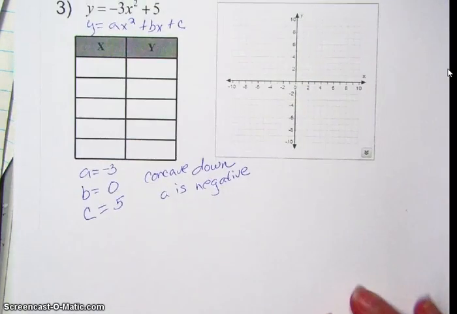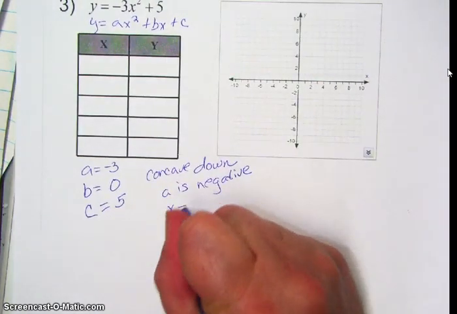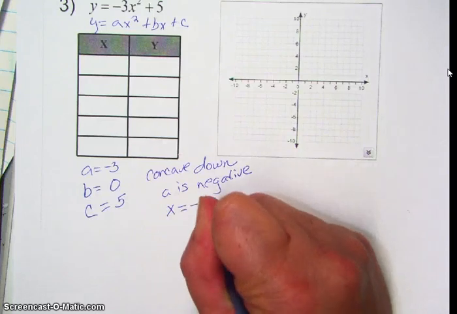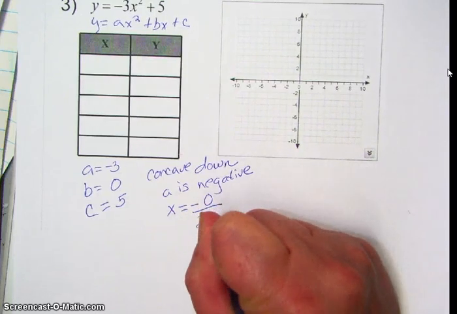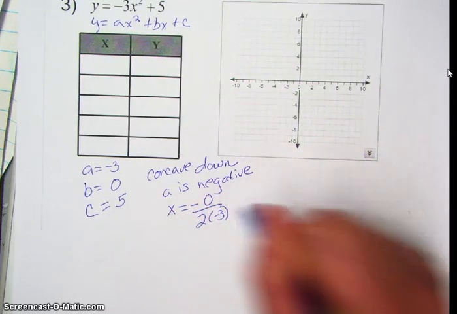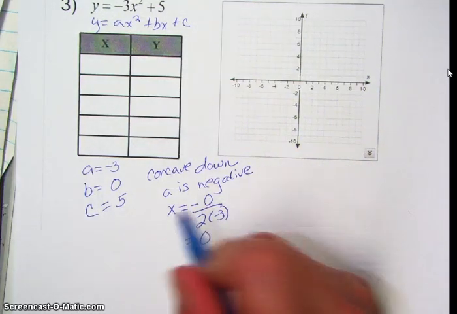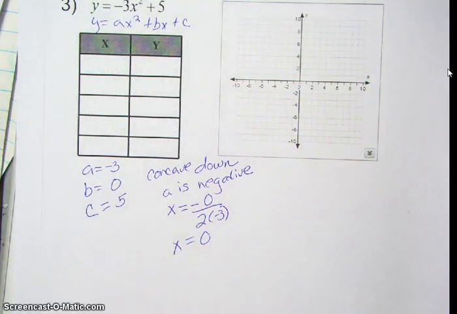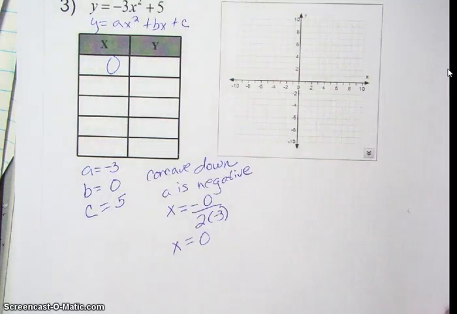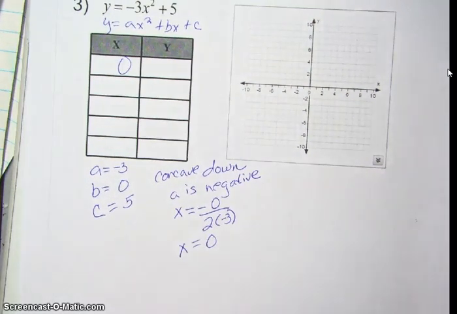Let's find the x-coordinate of the vertex. I have x equals negative 0 over 2 times negative 3, since x equals negative b over 2a. 0 divided by anything is 0, so the x-coordinate of the vertex is 0. I'm going back to the graphing calculator.